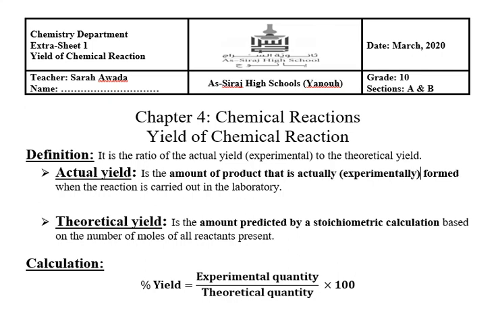Good morning, everybody. Today we have to continue the explanation of chapter 4, chemical reactions. The objective is about yield of chemical reaction. Let's start by defining the yield of a reaction.